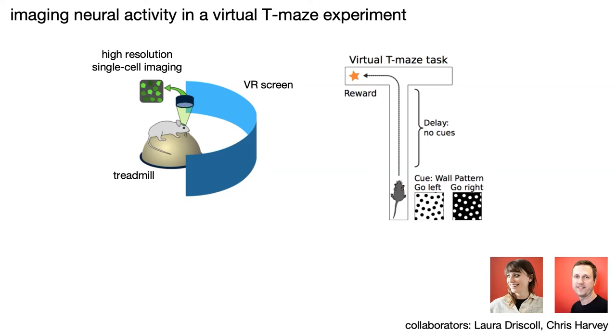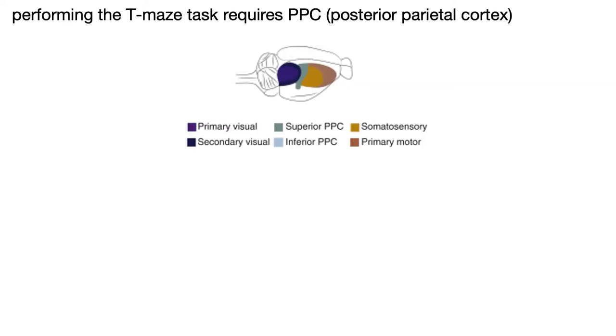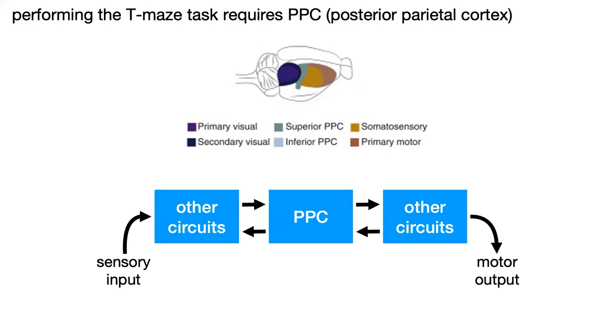So what Laura did was take those animals that had learned this task, that were performing at steady state, no obvious behavioral change, and ask what was going on in the activity in a particular region of the brain. And the region of the brain she was interested in was called the posterior parietal cortex. Those of you who are not neuroscientists don't need to pay attention to this. All you need to do is think of it this way.